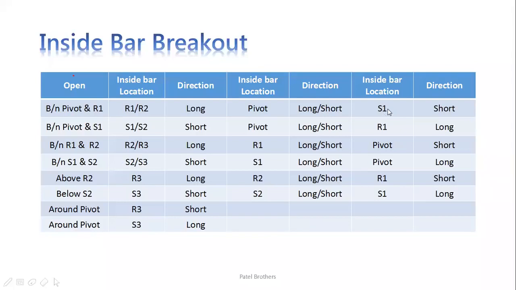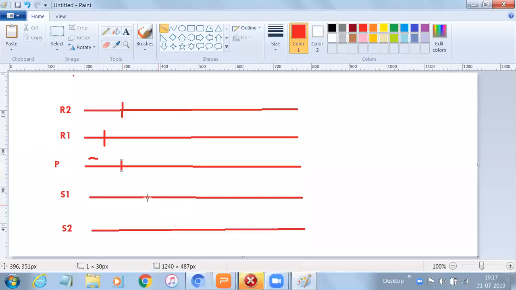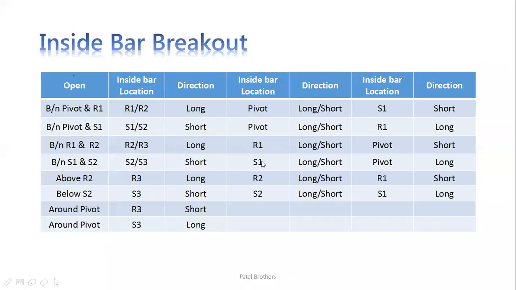If it is forming at the S1, if the opening is between pivot and R1, so suppose it is forming here now, an inside bar at S1, we'll go only for the short direction. We'll not go for the reversal. So that is how you should understand this table.